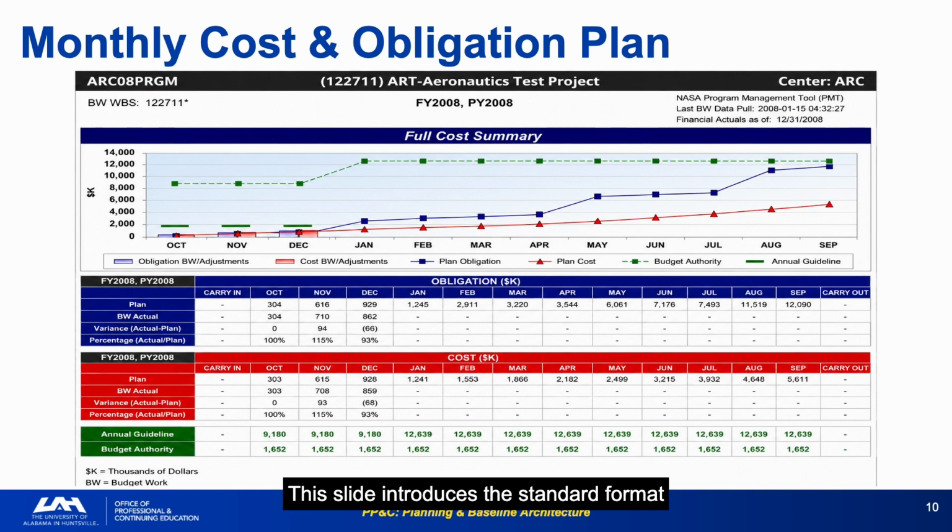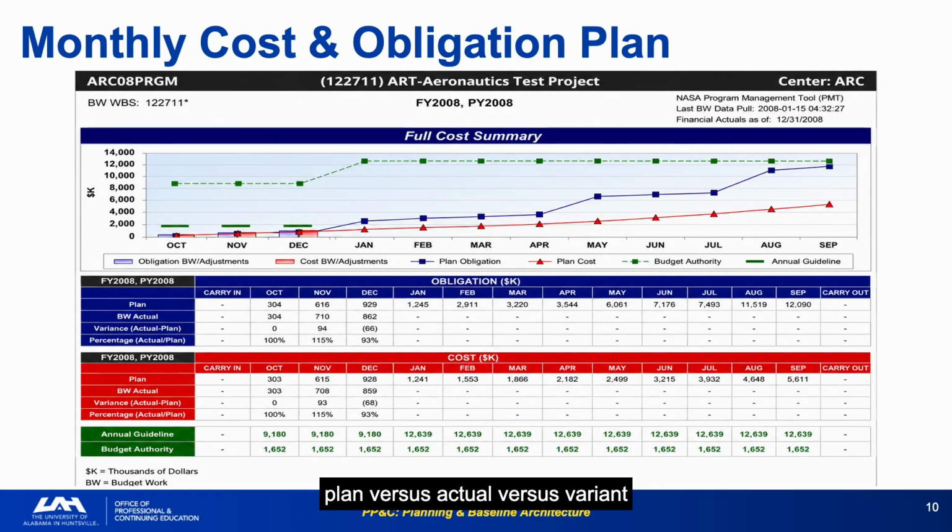This slide introduces the standard format for monthly cost and obligation tracking, the foundational execution analysis tool that compares plan versus actual obligations and costs month by month through the fiscal year. This format is used at NASA installations nationwide. Every analyst reviewing program performance uses this tool in some form. Mastering how to read it, and more importantly, how to identify problems in it, is a core analyst competency.